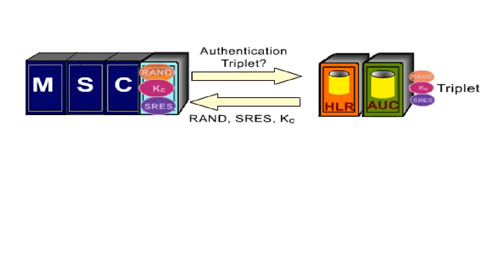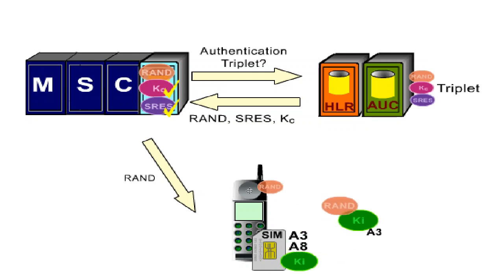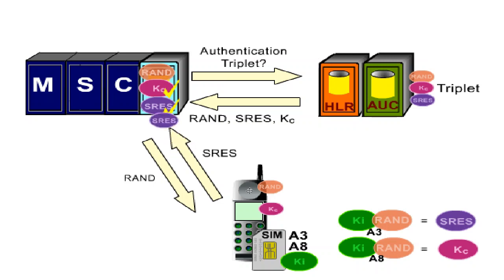The VLR first stores both parameters from the triplet, KC and SRES, for later use, and only transmits the random number RAND to the mobile station. Using this number and the information stored on the SIM card, that is, the algorithms A3 and A8 and the key KI, the mobile station can produce the same parameters as the AUC, namely SRES and KC. For authentication, the mobile station sends the SRES it's produced back to the VLR. The key KC is used later for channel encoding.